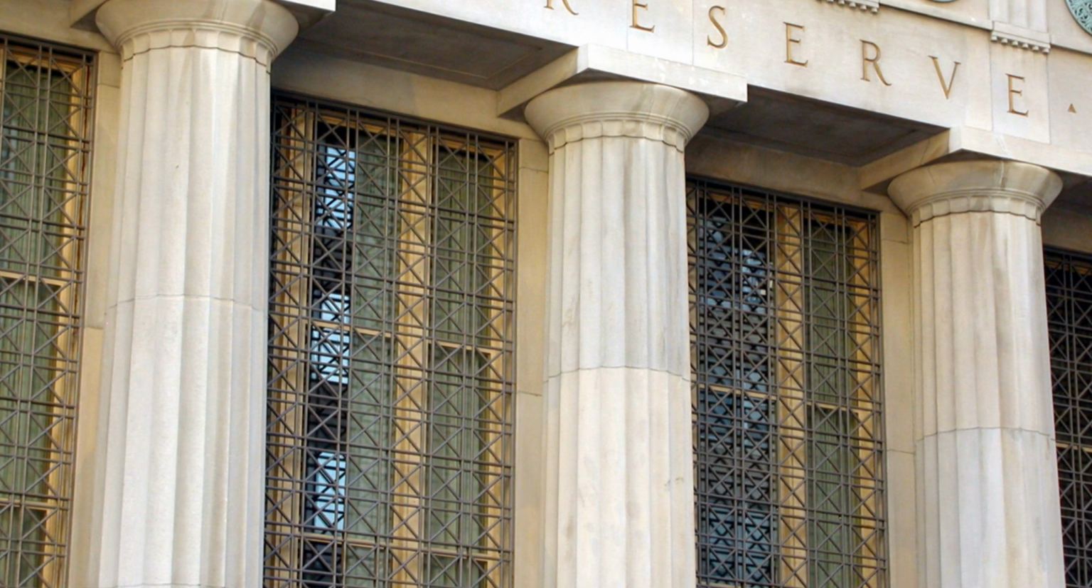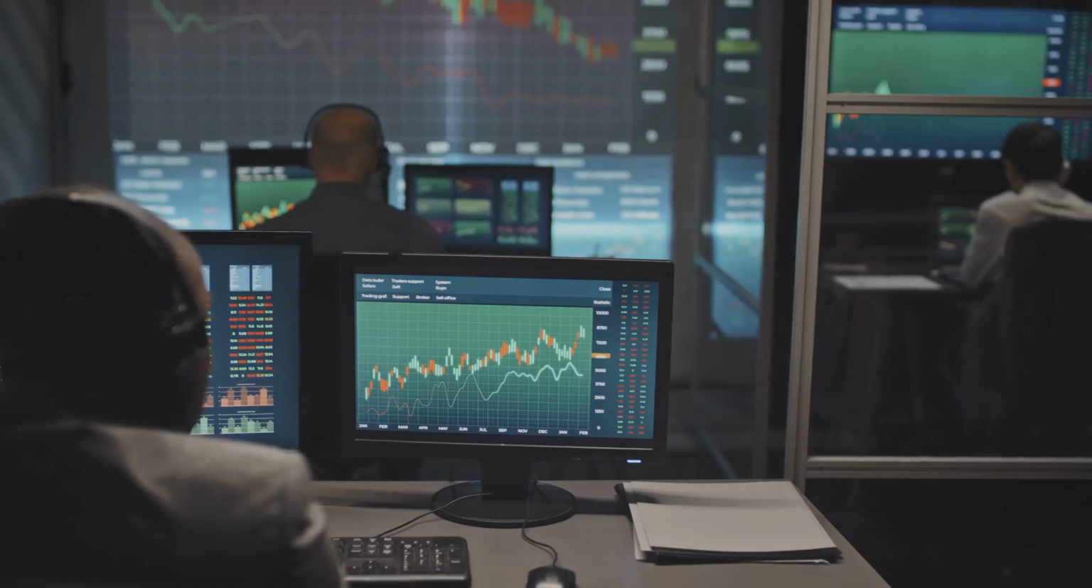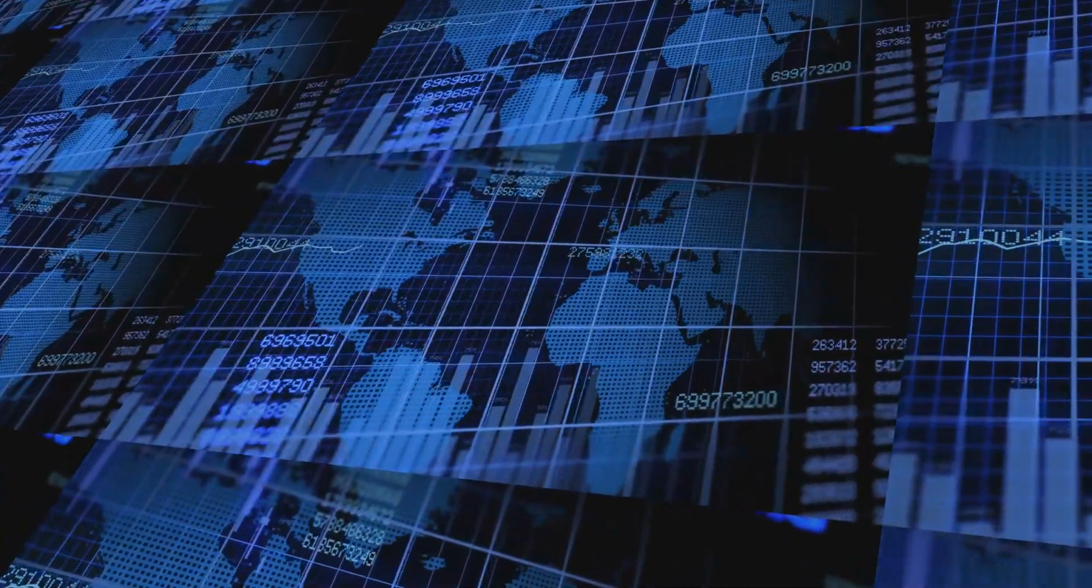Section 7, now you decide, is the Fed a force for good? So what do you think? Is the Fed doing a good job? Are its policies helping or hurting the economy?